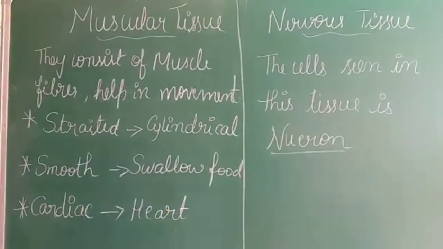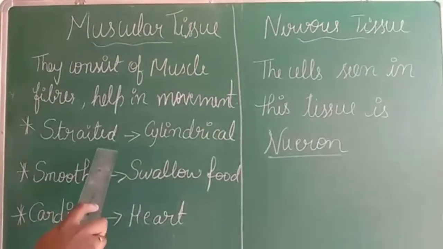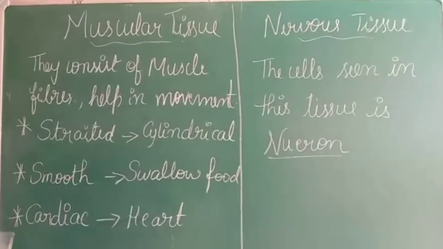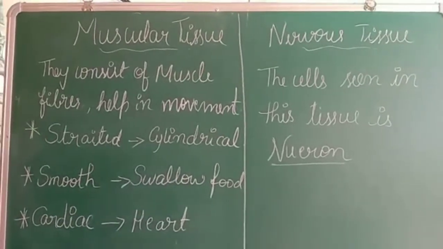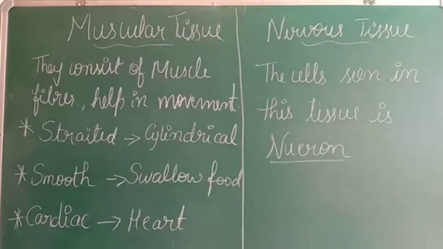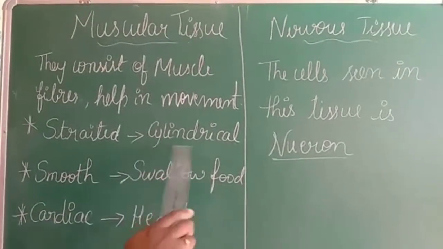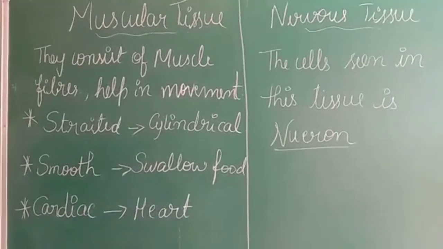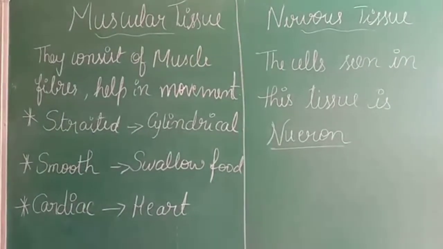Now in muscular tissue itself you can find three different varieties. One is striated muscle, one is smooth muscle, and the other one is cardiac muscle. Now we shall see what striated muscle is. Striated muscle is a cylindrical shaped muscle. Usually striated muscles can be seen in your thighs, in your legs.